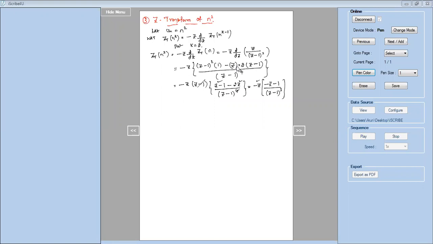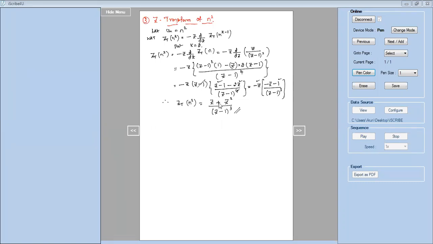If I send this minus z inside and multiply, we get the z transform of n square equals, I'll write the lower degree term first, minus z into this minus 1, so it is plus z; minus into this minus, plus z into z, z square, divided by z minus 1 whole cube. So it is z plus z square by z minus 1 whole cube. So this is the formula for the z transform of n square, and this is how we can derive it.